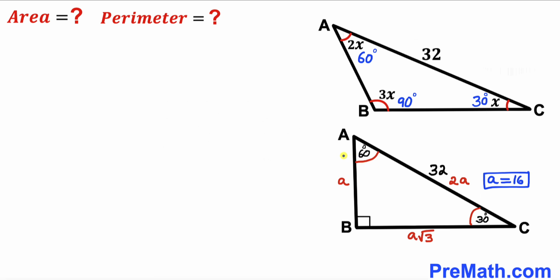So this side length AB is A, so this is going to be 16 units, and this side BC is going to be 16 times the square root of 3 units. So finally we figured out all these three side lengths: 16, 32 and 16 times the square root of 3.